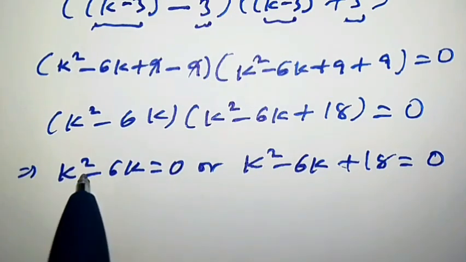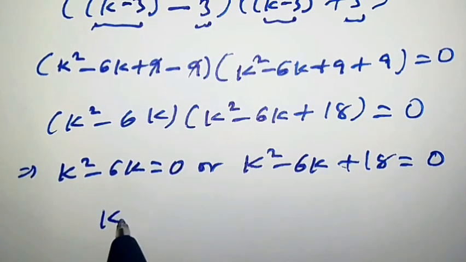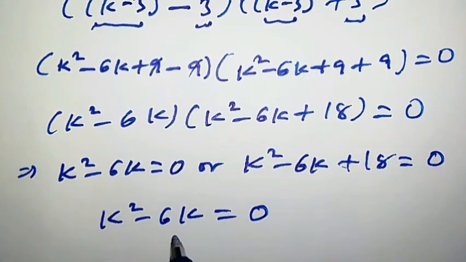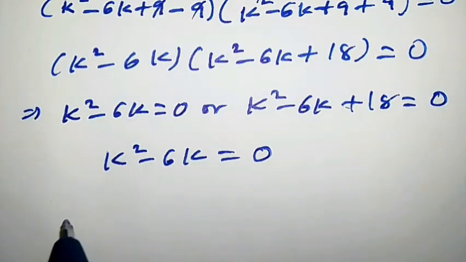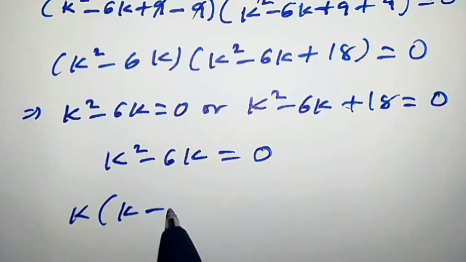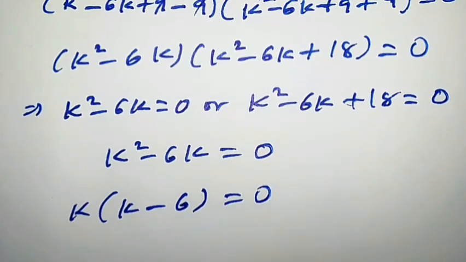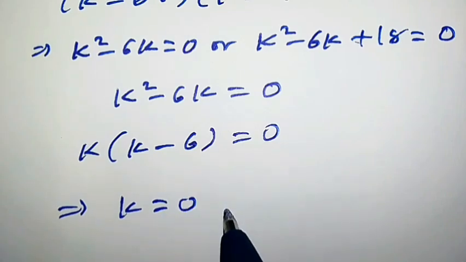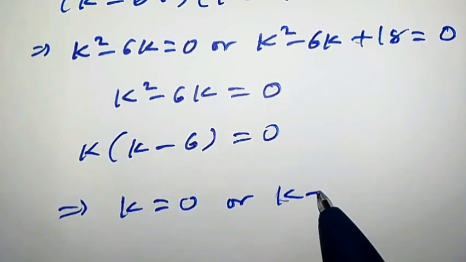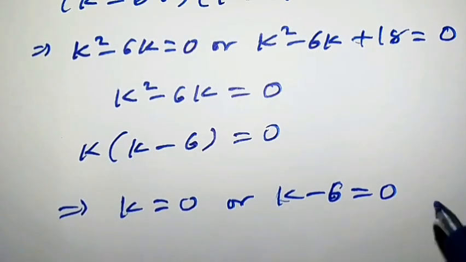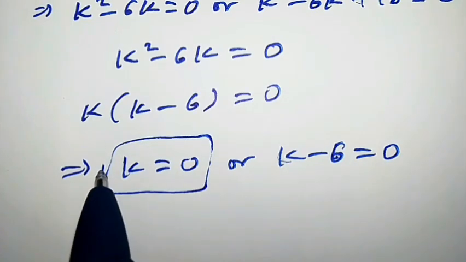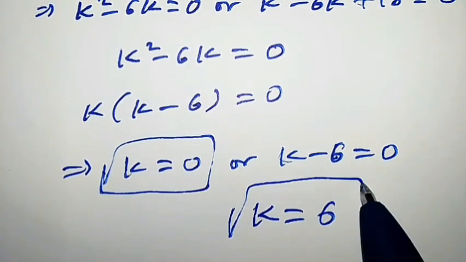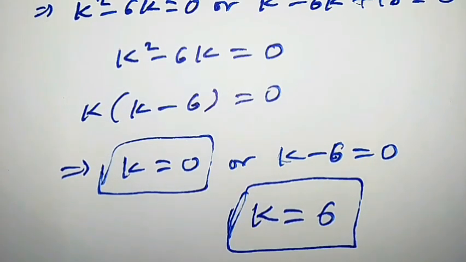Let us focus our attention on this guy first. k to the power of 2 minus 6k equal to 0. It is possible to pull out k, so we are going to have k times (k minus 6) equal to 0, which in turn gives k equal to 0 or k minus 6 equal to 0. k equals 0 is the first solution. From this guy, k is equal to 6, which is the second solution.